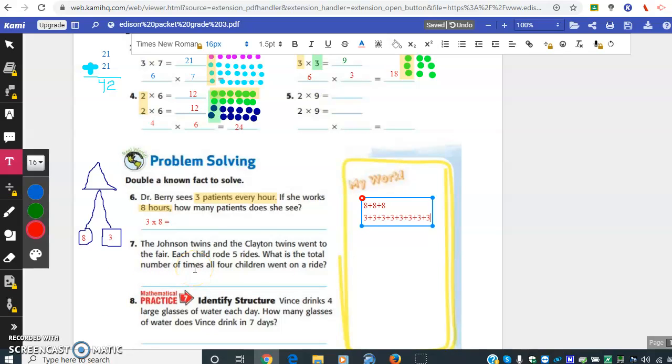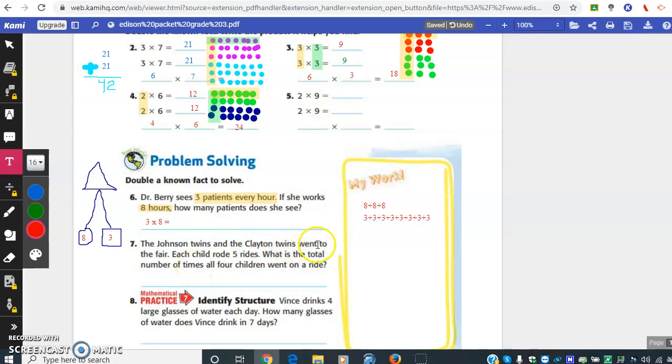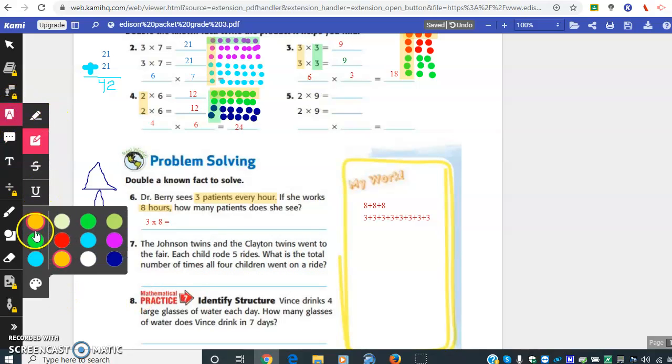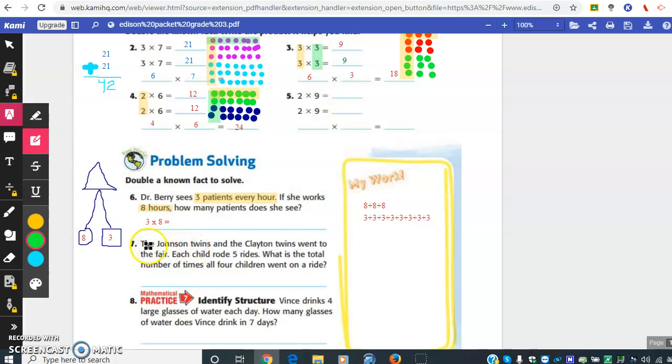Number 7, the Johnson twins and the Clayton twins went to the fair. Each child rode 5 rides. What is the total number of times all 4 children went on a ride? So let's look at our information. We know that we have 2 sets of twins. We've got the Johnson twins. We have the Clayton twins. Twins come in pairs. So if we've got the Johnson twins and the Clayton twins, that's 4 children right there.